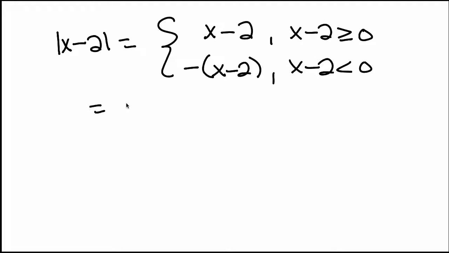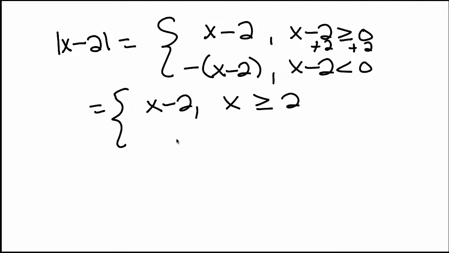Let's simplify this a bit further. So we have x minus 2 when x is greater than 2. So if you move the 2 over here, you're going to get greater than or equal to 2. And then same, you're going to get x is less than 2 here. And then you're going to distribute the minus. So you're going to get negative x plus 2.